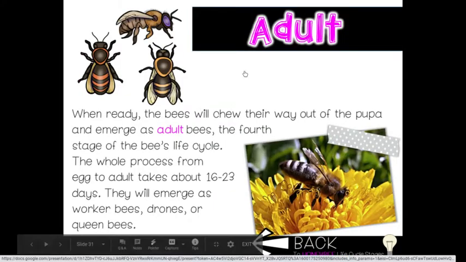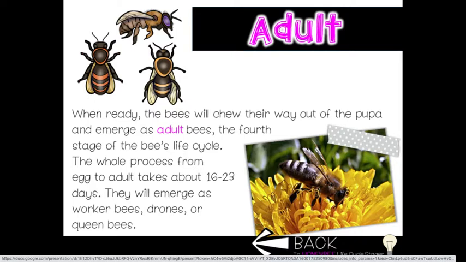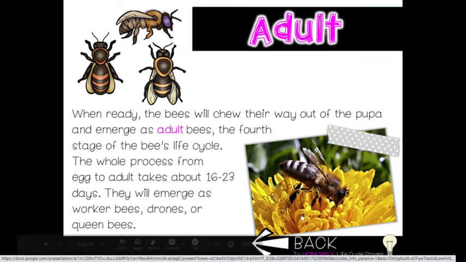Adult. When ready, the bees will chew their way out of the pupa and emerge as adult bees. The fourth stage of the bee's life cycle. The whole process from egg to adult takes about 16 to 23 days. They will emerge as worker bees, drones, or queen bees.